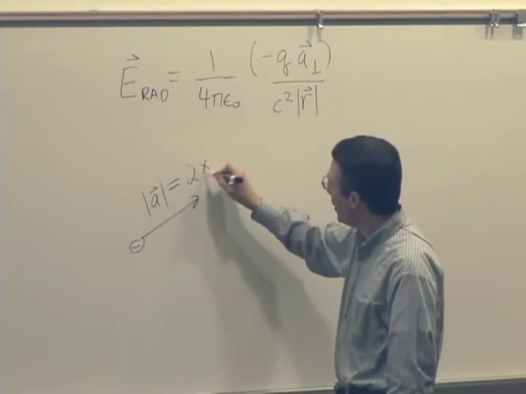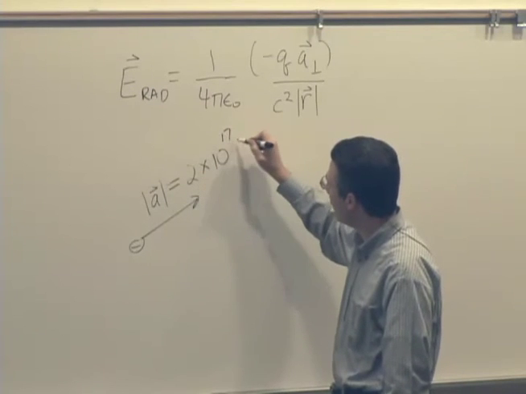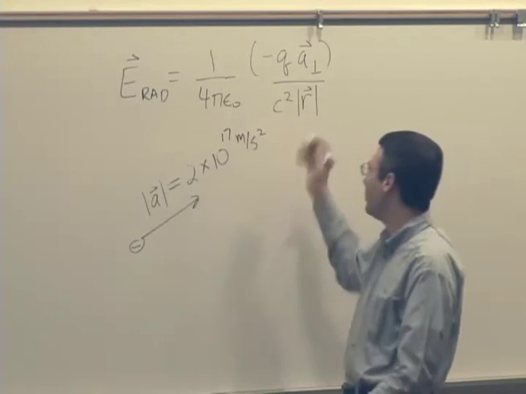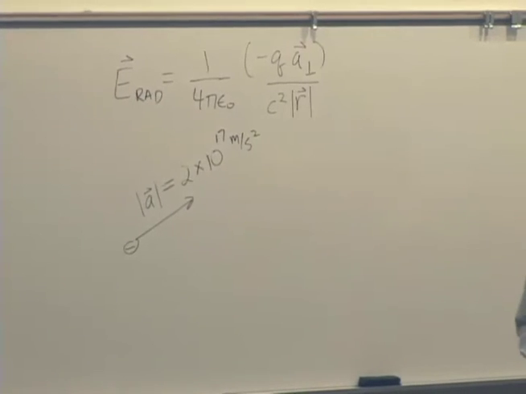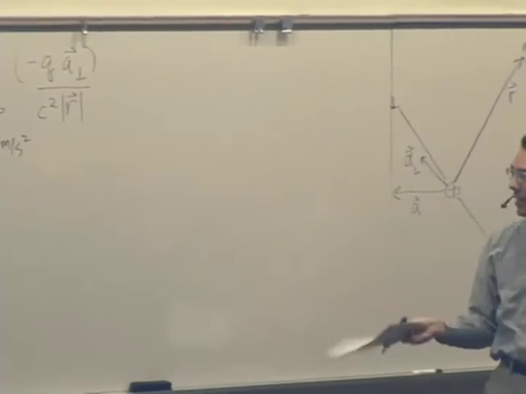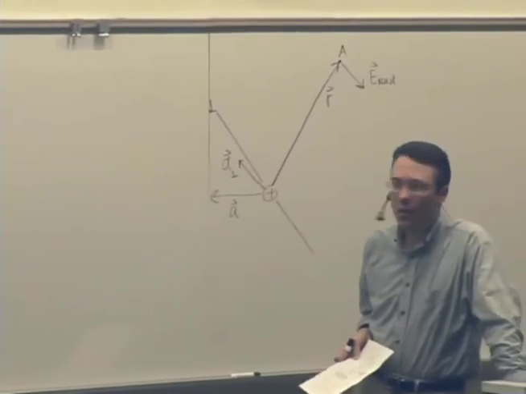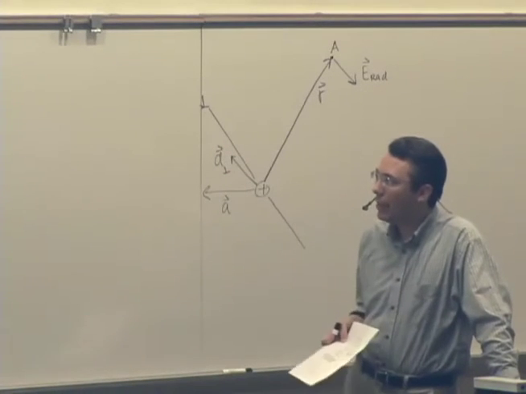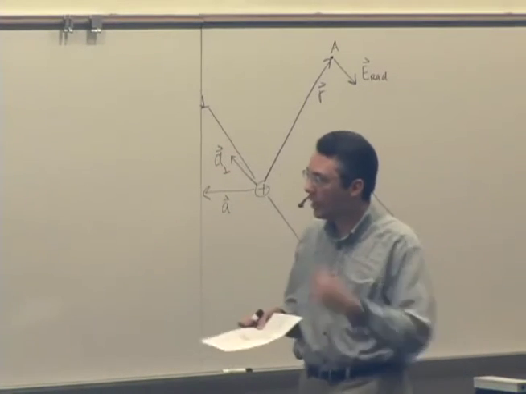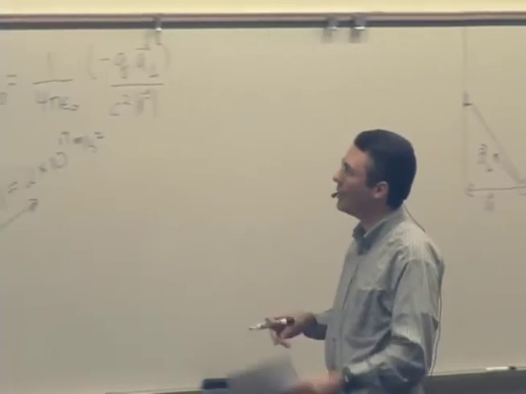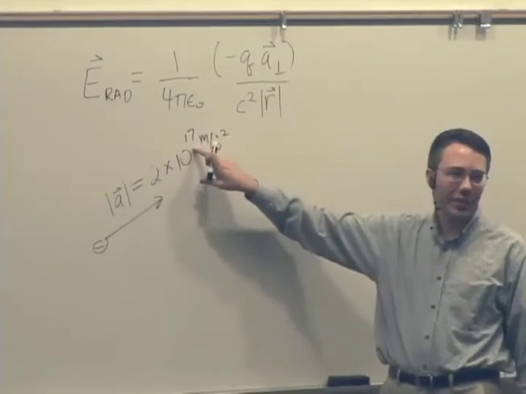2 times 10 to the 17th meters per second squared. Okay, now you might say that's a huge number. How is that possible? Well, electrons are light. They don't have a lot of mass, and so if you put an electron in the presence of an electric field, you can get a fairly large acceleration. And there's no limit to the size of acceleration.